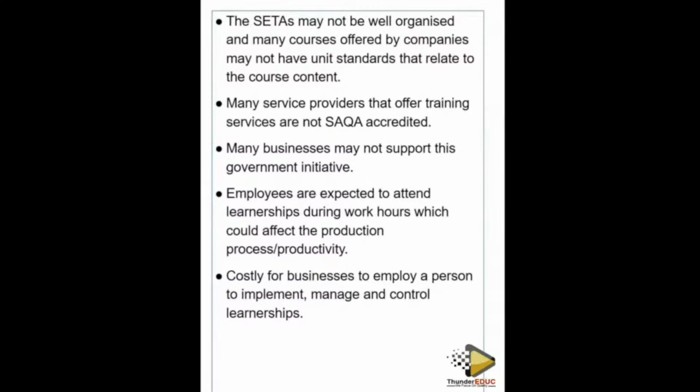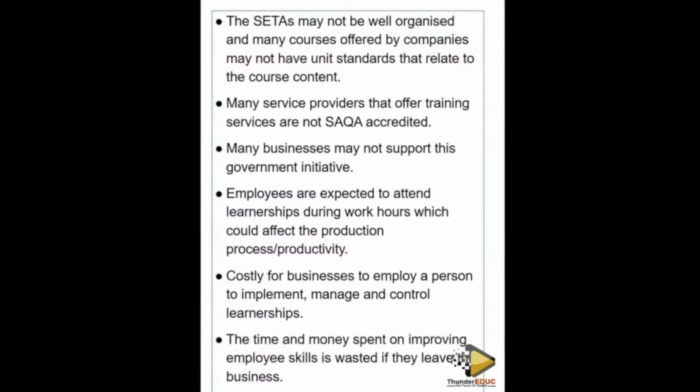So now, on top of paying that 1% of the profits, if they pay another person, this will increase the volume of spending. So now moving on, the time and money spent on improving employee skills is wasted if they leave the business.